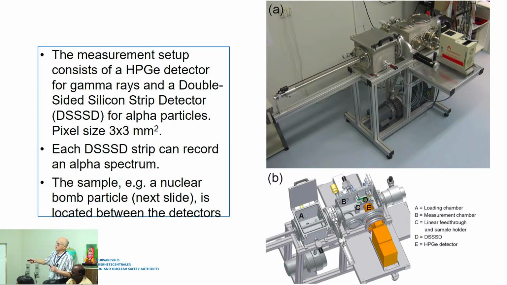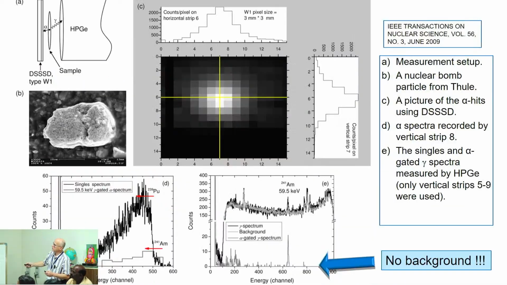This spectrometer strip can record an alpha spectrum. The sample, for example, a nuclear bomb particle, is shown in the next slide. It is located between the detectors. Let's forget this because this seems to be quite complicated. I will show you the principle, which is more important here. So let's begin here.